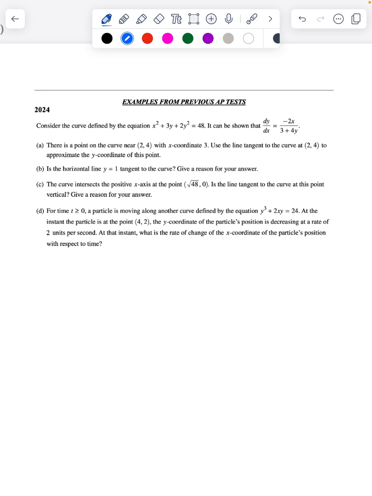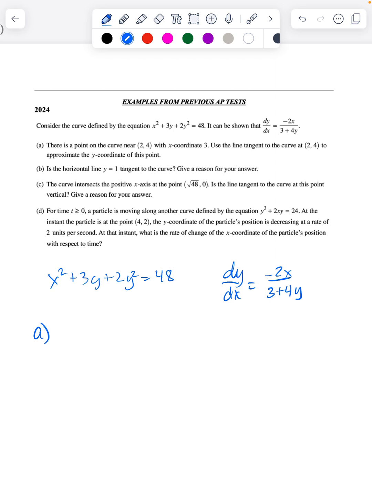All right, consider the curve defined by x squared plus 3y plus 2y squared equals 48. So I'm looking at this and I'm seeing x's and y's mixed together, so I'm thinking I'll have to do some kind of implicit differentiation. But they were so nice, they went ahead and did that for me and generated the derivative. That would have used implicit differentiation, which is a thing you would need to know how to do.